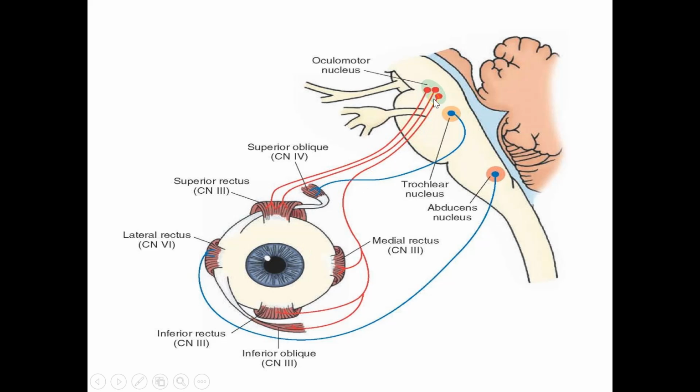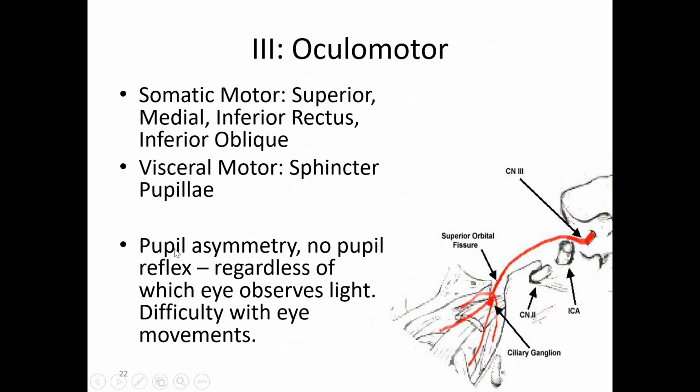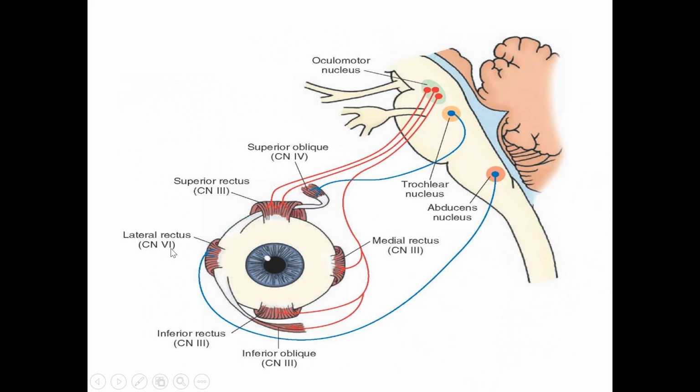This is a diagram showing you, for simplicity, the midbrain, pons, and medulla: the oculomotor nucleus in the midbrain, trochlear nucleus in the pons, and abducens nucleus in the medulla. What do they supply? They supply extraocular muscles. The oculomotor nerve supplies the majority of the extraocular muscles like superior rectus, medial rectus, inferior rectus, and inferior oblique. Lateral rectus is supplied by the sixth cranial nerve, and we can see here the trochlear nerve supplies the superior oblique muscle.